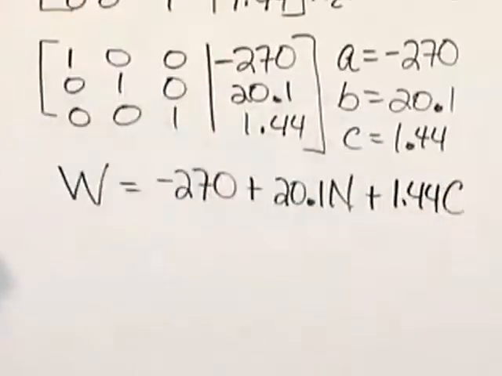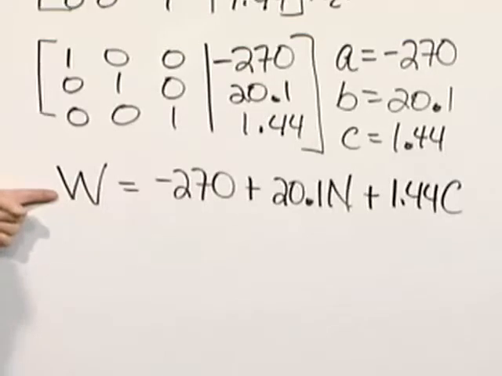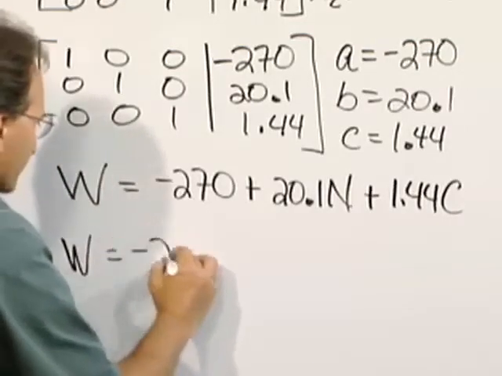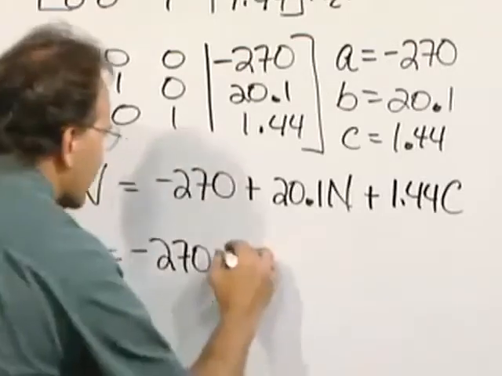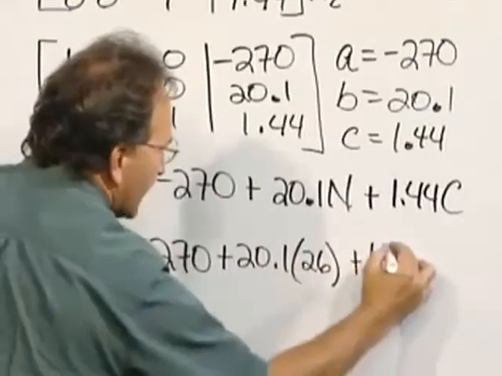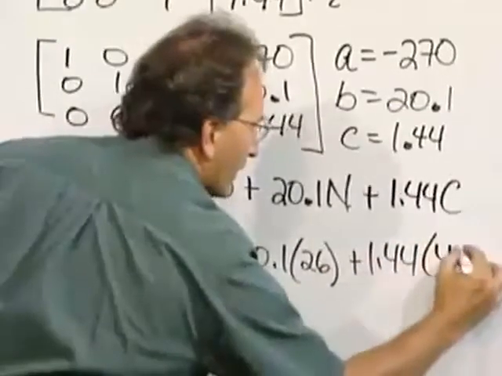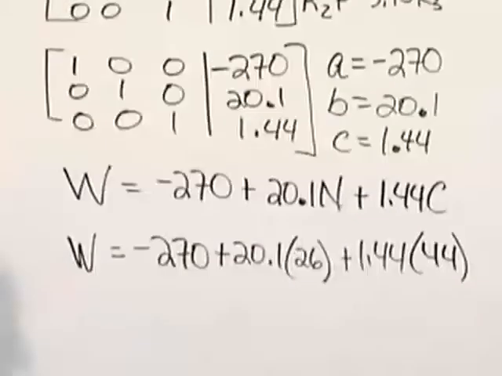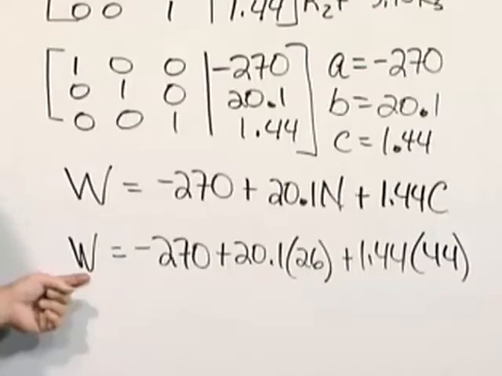We can now use this equation to solve the final question, part C, which asks us to find the weight of a bear that has a neck size of 26 and it has a chest size of 44. So this would be our equation to give us the value of W, the weight.